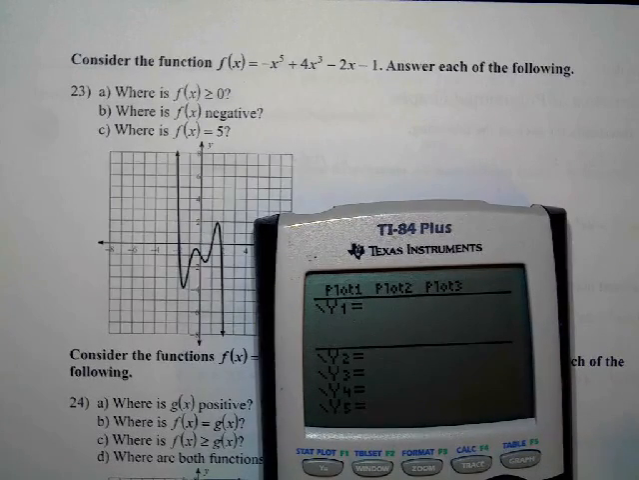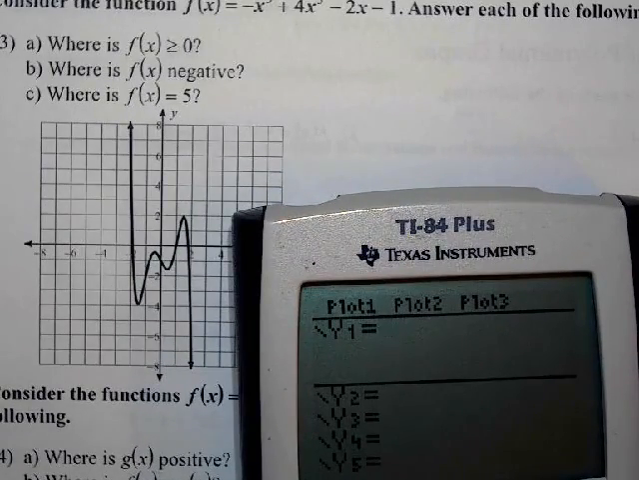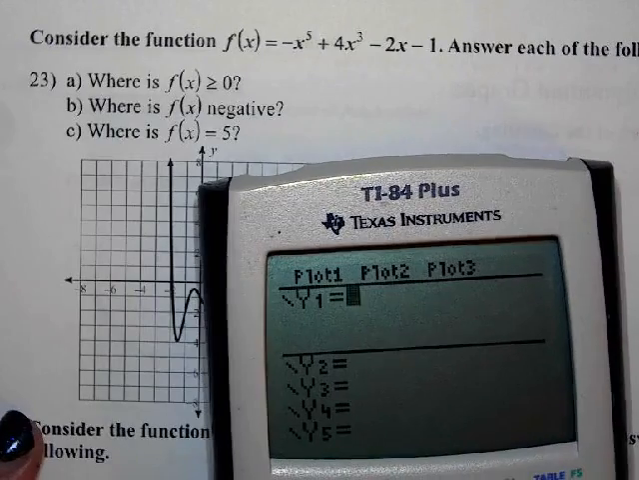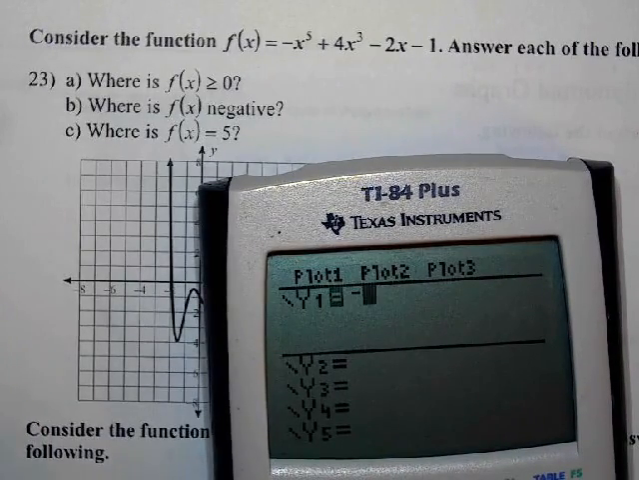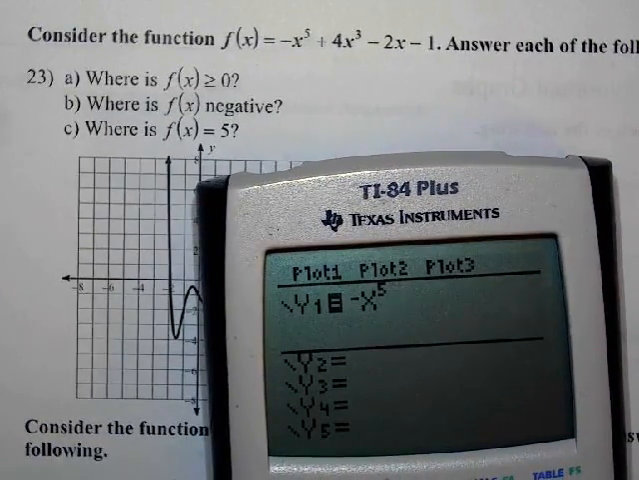Number 23. It is our favorite. We just love these types of problems. Let's go ahead and graph this little guy. This cute little guy here.